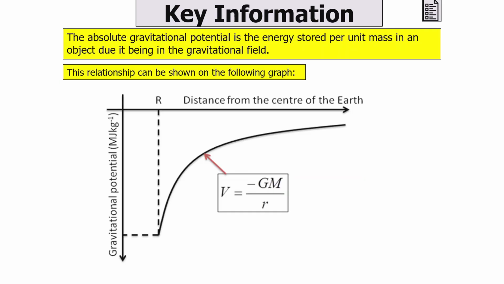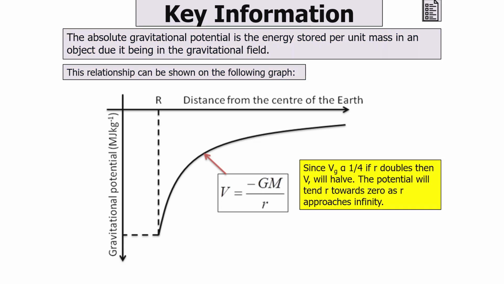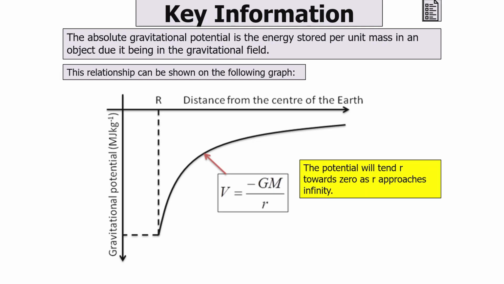Now, the absolute gravitational potential is the energy stored per unit mass in an object due to it being in the gravitational field, which we can show relationship-wise with the following graph of V against r. Now, we know that V is proportional to 1 over r, so therefore if r doubles, then V will halve. The potential will tend towards zero as r approaches infinity, which is an important idea, and the most negative value of V is at the radius of the massive object.